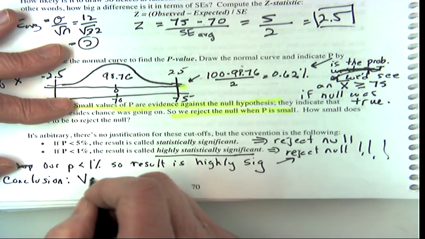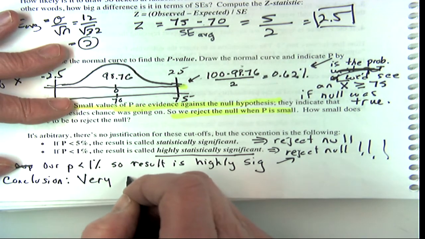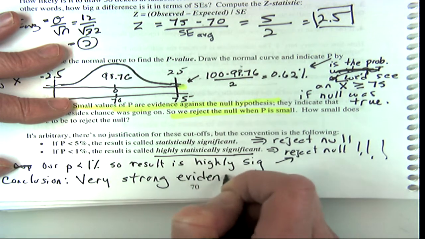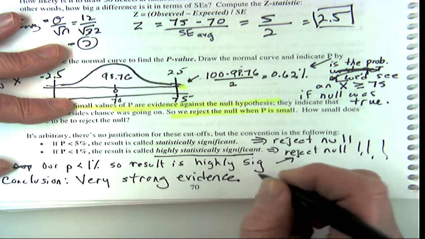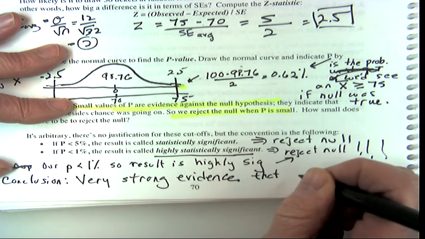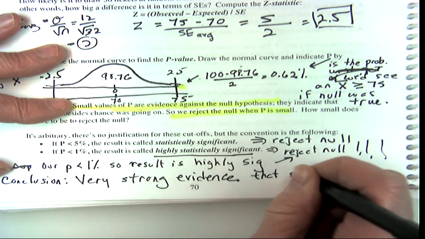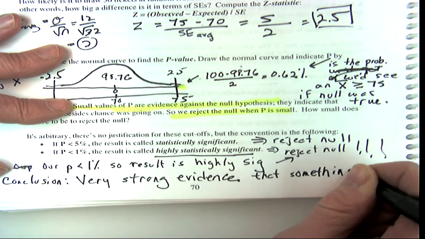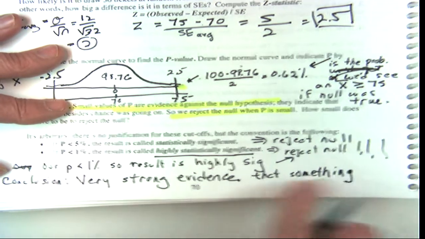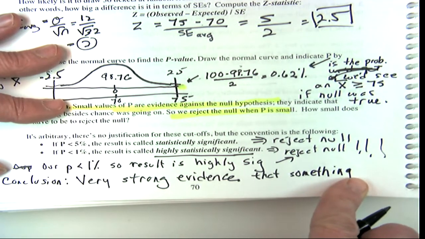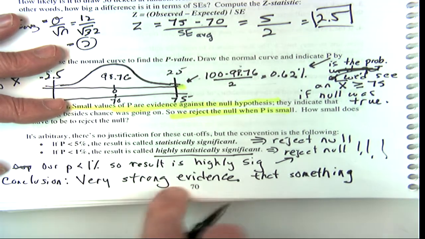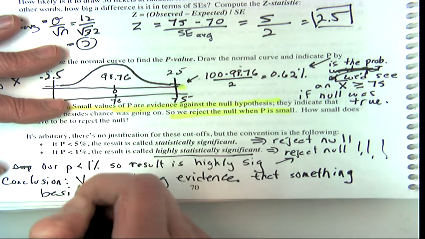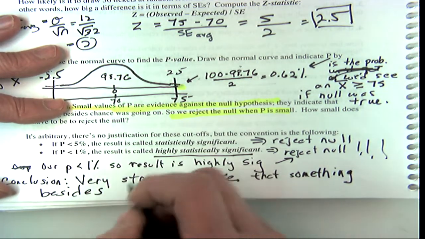So we'd say, and we'd probably do more tests, very strong evidence, that's a very tiny p-value, that something besides chance is going on. We don't really know what. We certainly haven't proved that the students are better. We're not sure. That's a very good guess. It could be the TA's better. It could be some other thing. So very strong evidence that something besides chance is going on, that there is a particular reason.